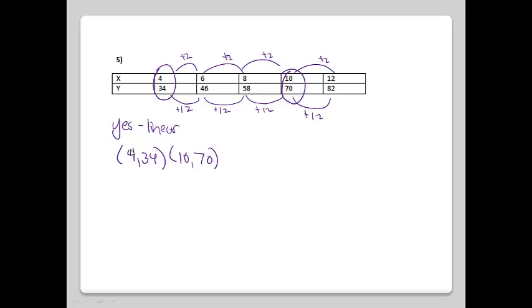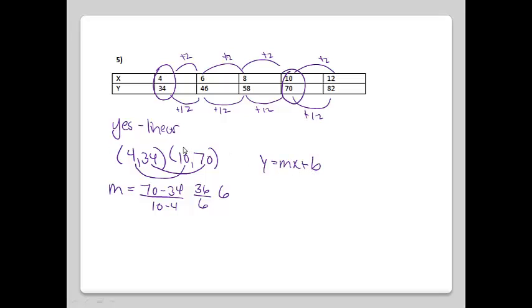Okay, and now from here, we are going to go ahead. The first thing that we did in the other problems was find the slope. So I'm going to find the slope. So I'm going to take my y value minus my y value, so it'll be 70 minus 34 over my x value minus my x value, so it'll be 10 minus 4. 70 minus 34 is 36, and then 10 minus 4 is 6. 36 divided by 6 is 6. So my slope is 6, and then we are going to do the y equals mx plus b.